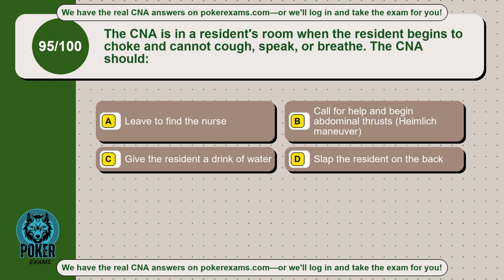Question 95. The CNA is in a resident's room when the resident begins to choke and cannot cough, speak, or breathe. The CNA should: Option A, leave to find the nurse. Option B, call for help and begin abdominal thrusts, Heimlich maneuver. Option C, give the resident a drink of water. Option D, slap the resident on the back.